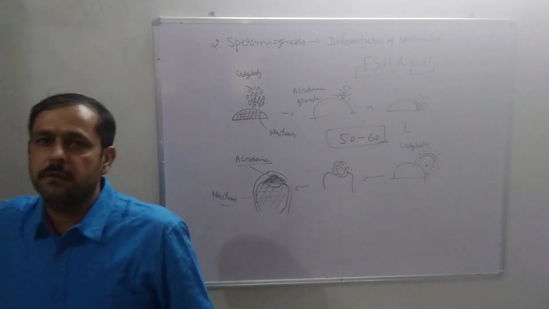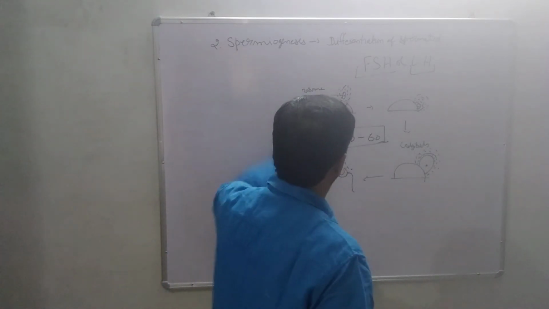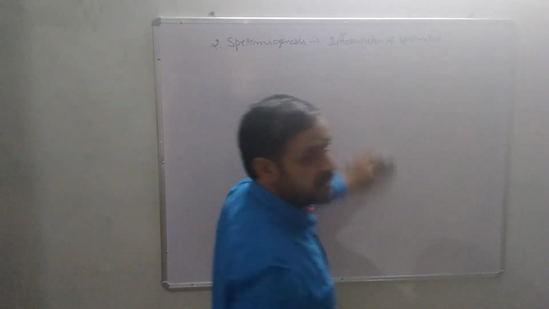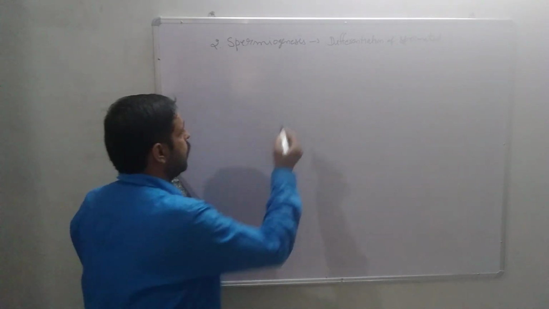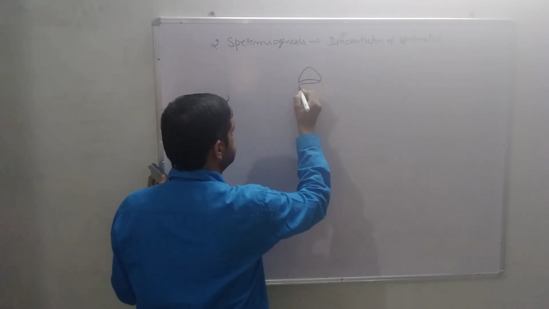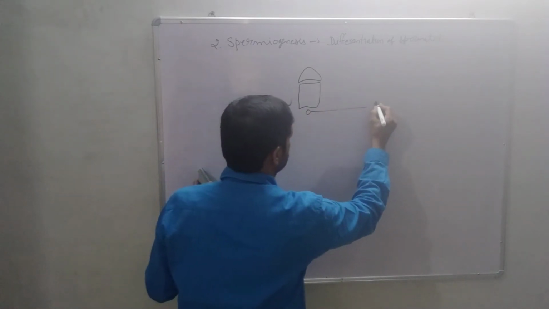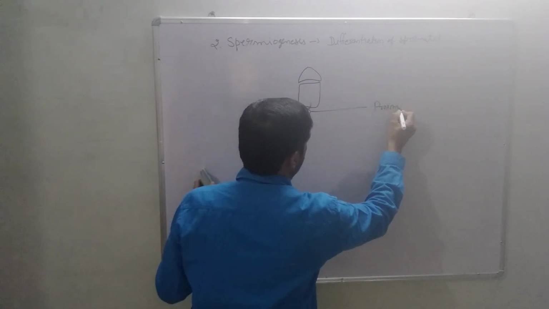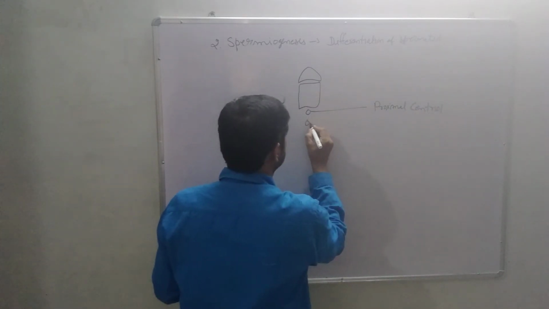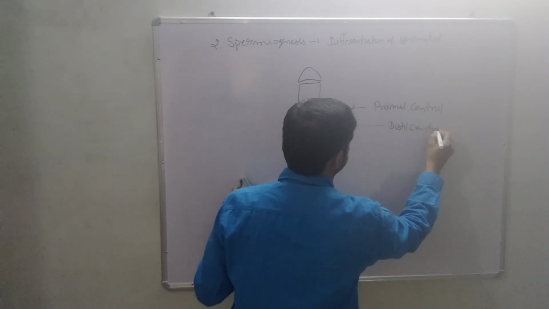Whenever we want to see the structure of sperm, what is the condition? So you have learned two things here: one is spermiogenesis and another is the structure of sperm. So first of all, here this is the acrosome and this is the nucleus of the sperm, and then this is the proximal centriole and this is the distal centriole.